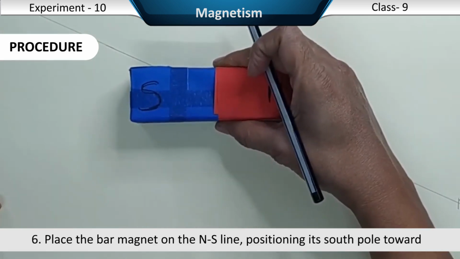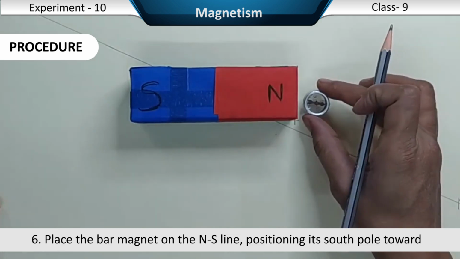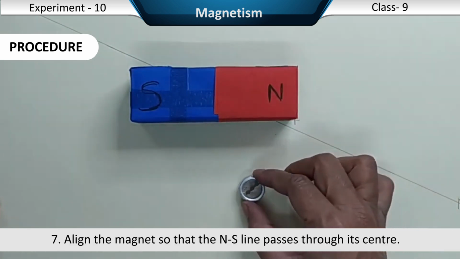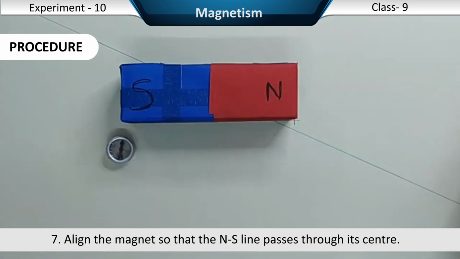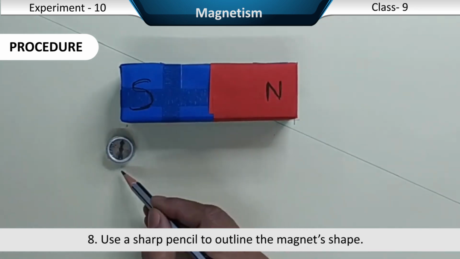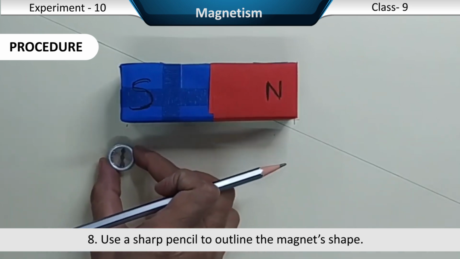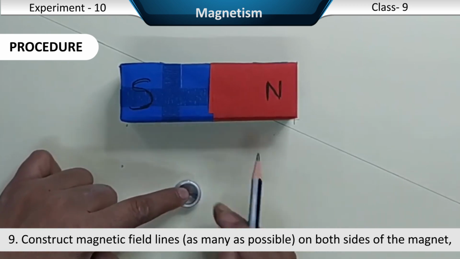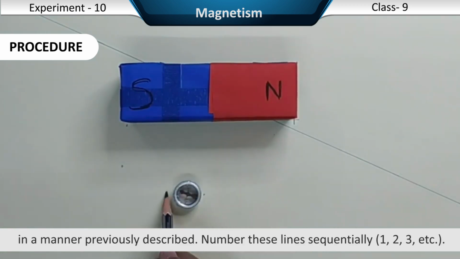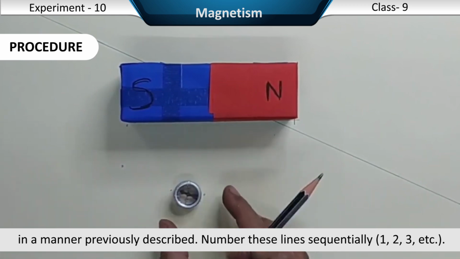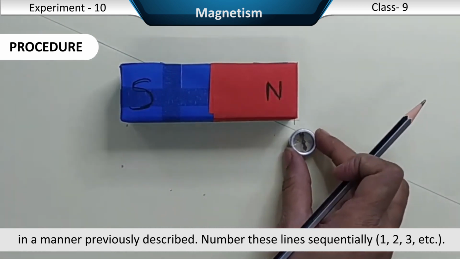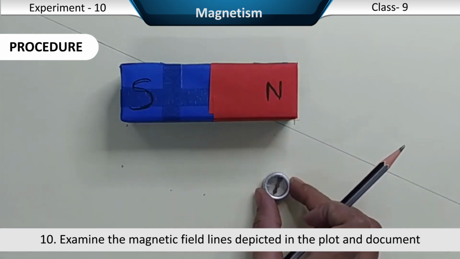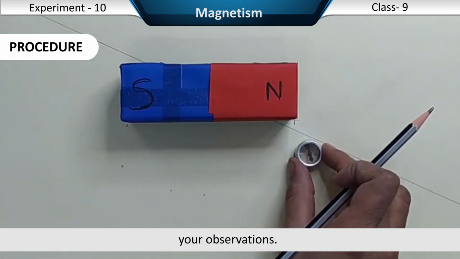6. Place the bar magnet on the NS line, positioning its south pole toward geographic north and its north pole toward geographic south. 7. Align the magnet so that the NS line passes through its center. 8. Use a sharp pencil to outline the magnet's shape. 9. Construct magnetic field lines, as many as possible, on both sides of the magnet, in a manner previously described. Number these lines sequentially, 1, 2, 3, etc. 10. Examine the magnetic field lines depicted in the plot and document your observations.